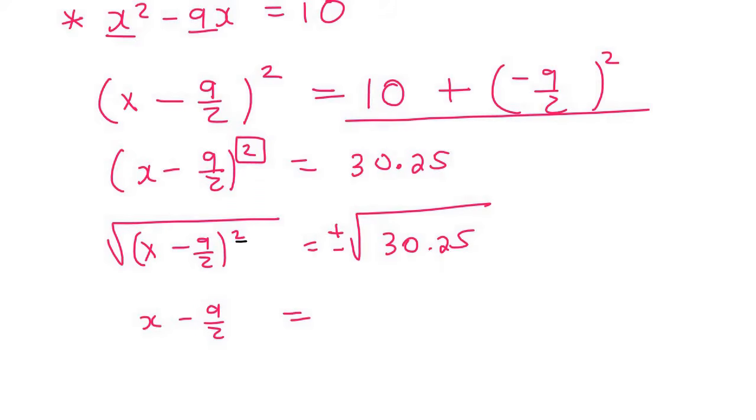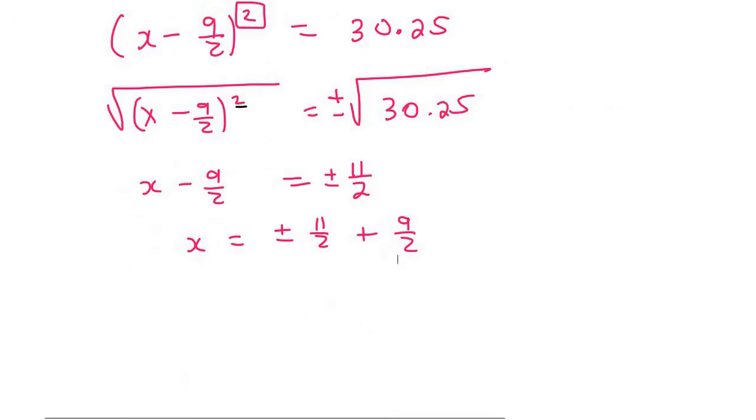Now if you take the square root of 30.25, it's going to give you 11 over 2. But then always remember plus minus. Then you can get x alone by saying plus minus 11 over 2 plus 9 over 2. Now we can go ahead and get our two answers. So for our first one, I'm going to keep this as a positive. So that's going to be 11 over 2 plus 9 over 2.